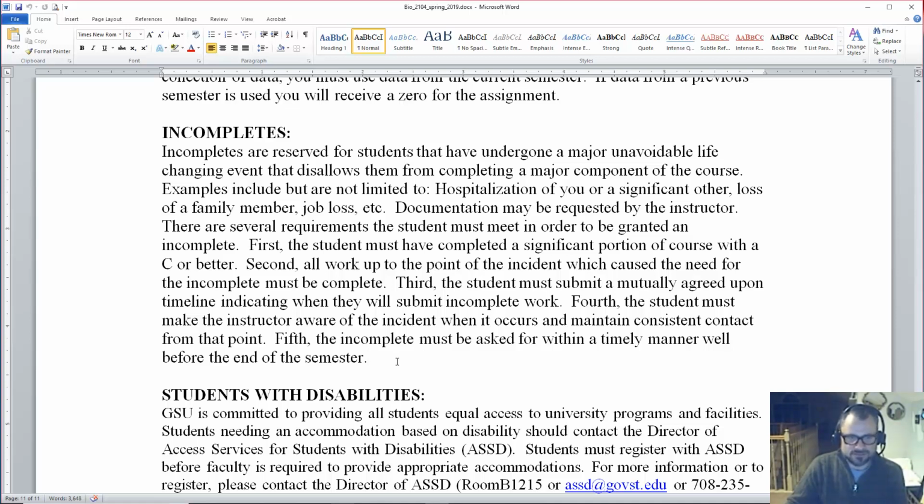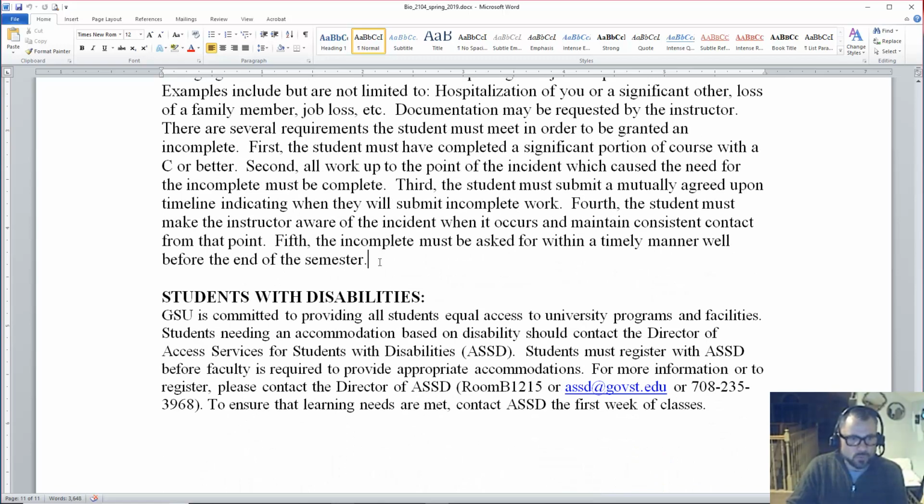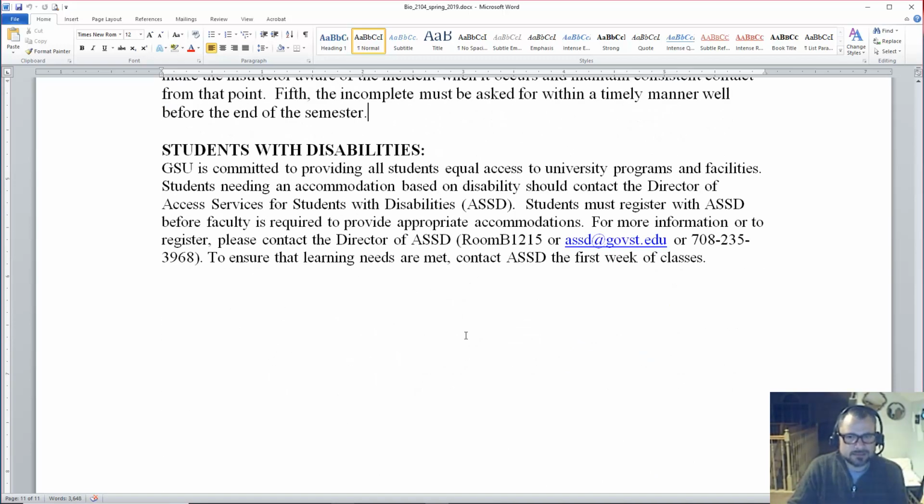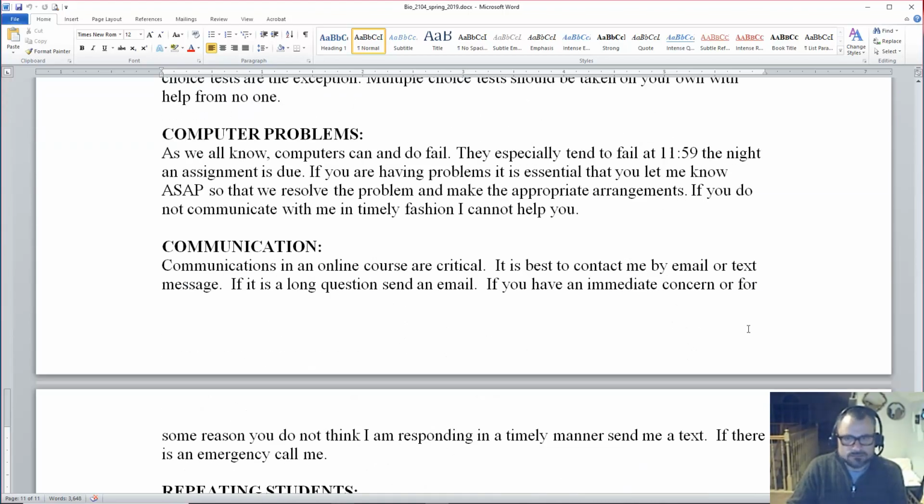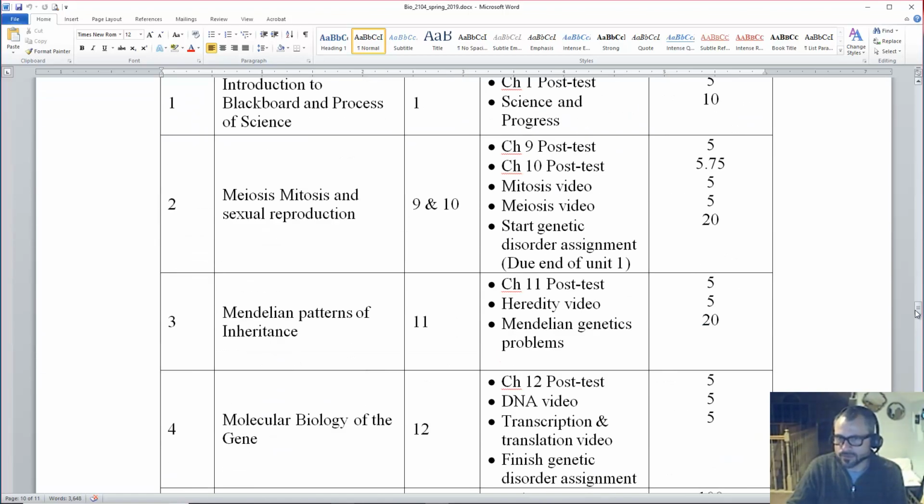Incompletes are designed for real emergency situations. They're not designed because you got behind or got busy or this or that. You have to either commit to the class or not commit to the class, and that's what we want to avoid. Okay, here's our typical Students with Disabilities Act, and I believe that is about it.